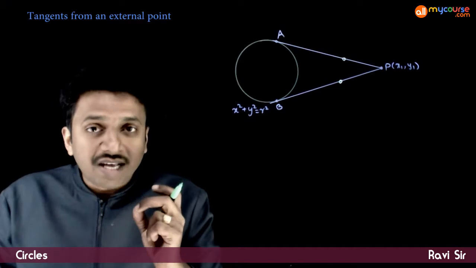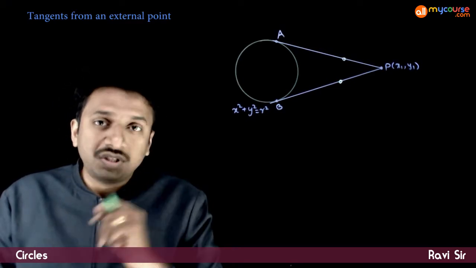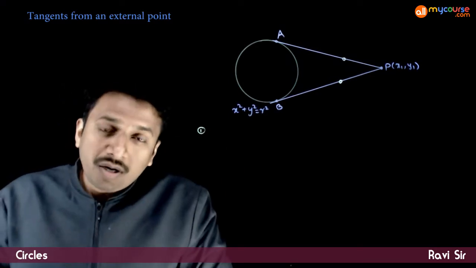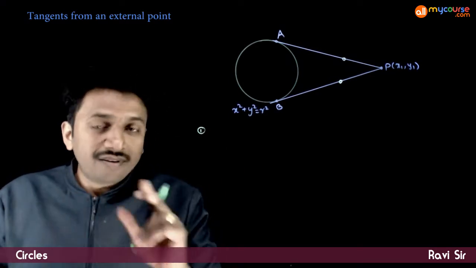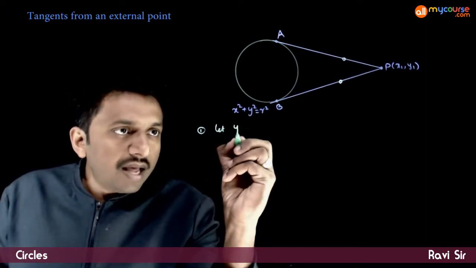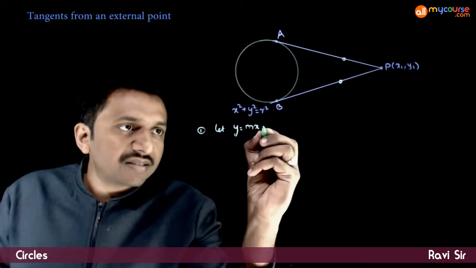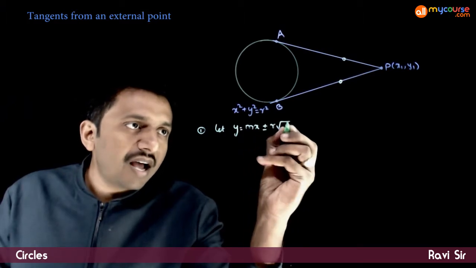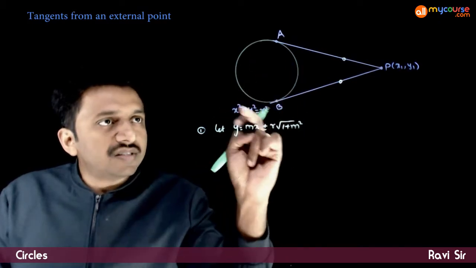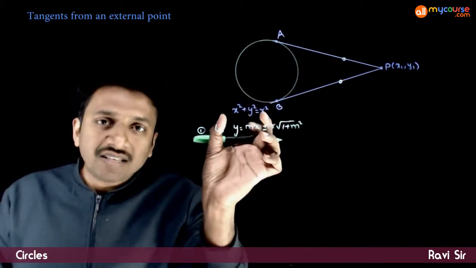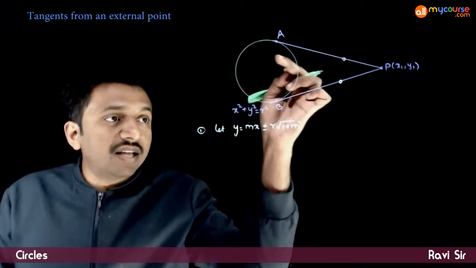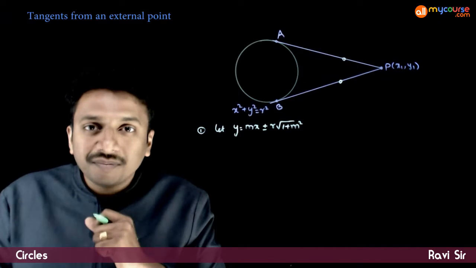The equations of these tangents can be found in two stages. There are two steps involved. The first step is, let y = mx ± r√(1 + m²) be a general tangent to this circle. If you have a circle x² + y² = r², any tangent to the circle will be of this form.